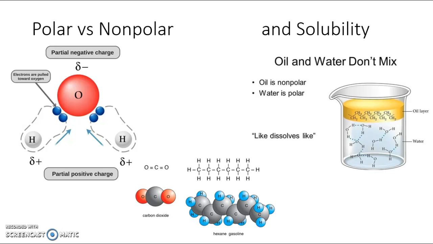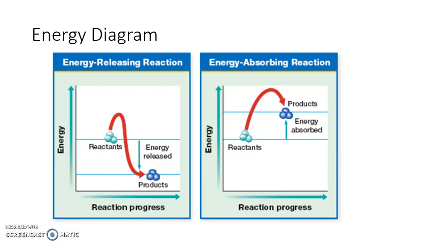Okay, our last question for Chapter 2 this week in the Muddiest Points discussion board was about energy charts, or I assume it means energy diagrams. Here we can see both options. Any chemical reaction is either going to release energy, so the products have less energy than the reactants, or it's going to absorb energy. The products have more energy than the reactants.